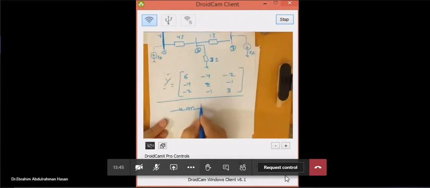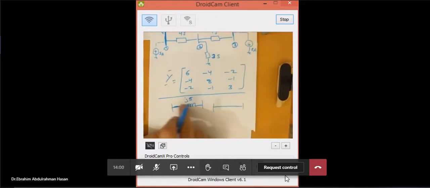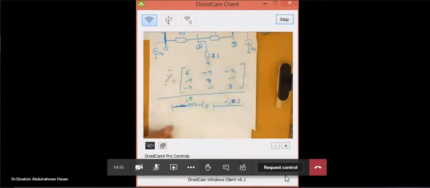But to write the Y matrix, we need to change this one from X to B, which is 1 divided by Jx. And instead of writing in terms of Z, we have to write it in terms of Y, so that it is equal to minus J.2. Okay, this is what I do.